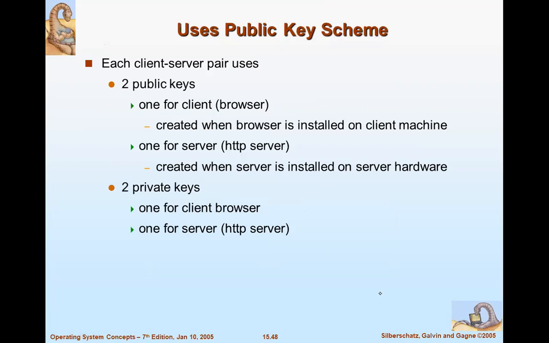Similarly, it uses a public key scheme. Each client-server pair uses two keys. As I discussed earlier, there are two keys. One is for the client browser and the other one is for the server. The one for the client's browser is created when the browser is installed on the client machine. When you install that browser, then automatically it will have that specific key available over there for communication.